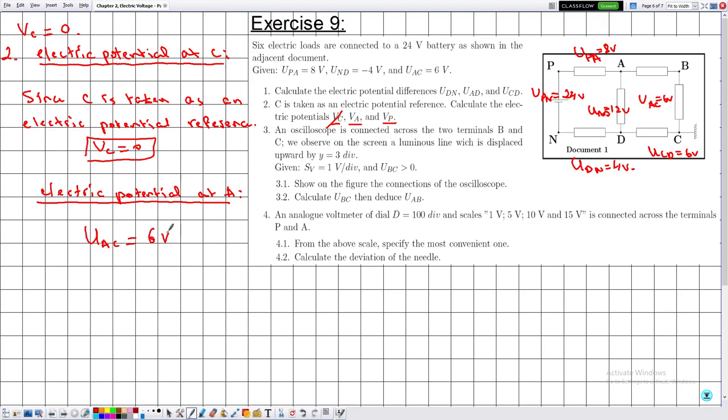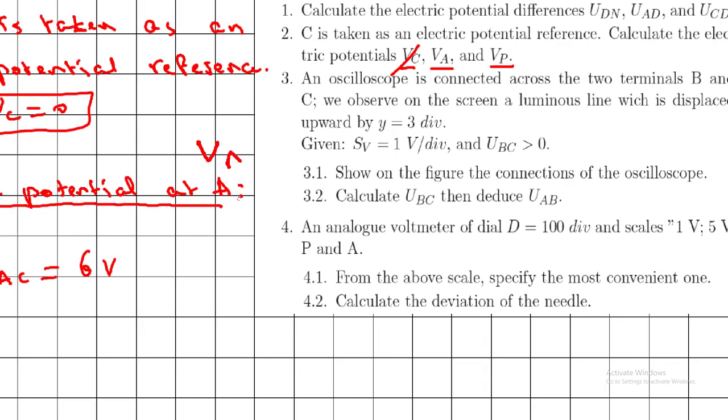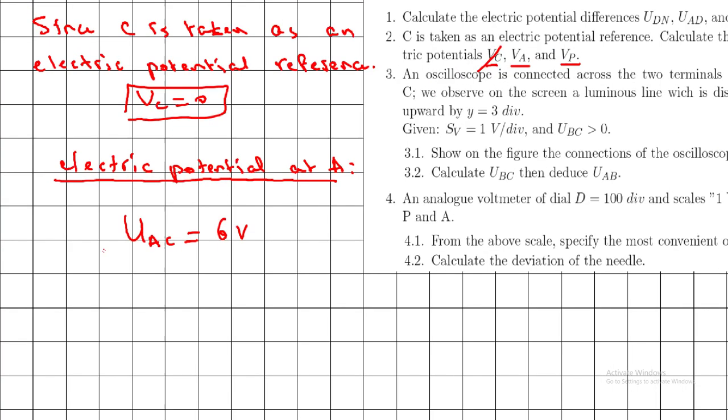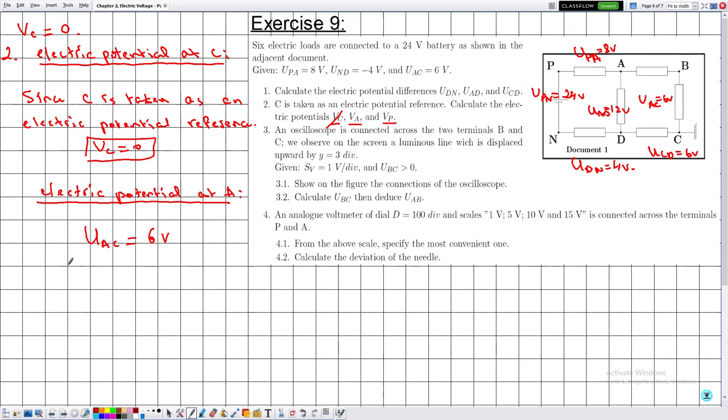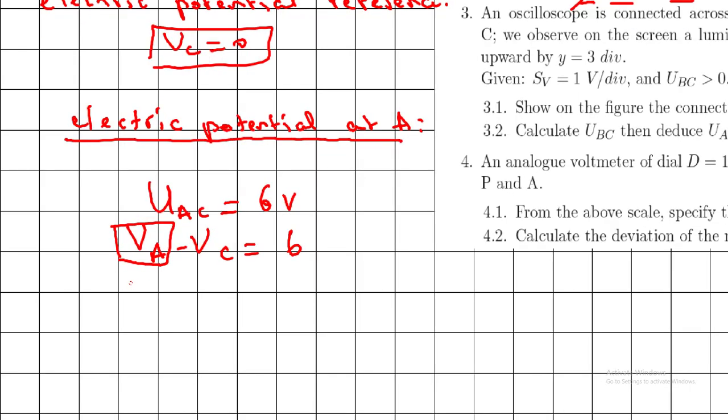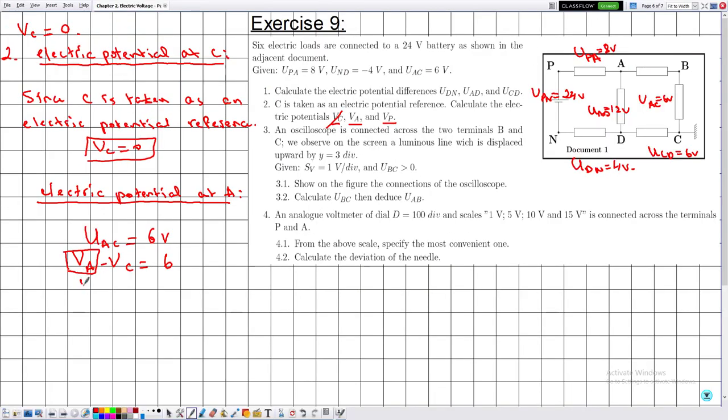6 volts, knowing that we are interested in determining VA, the potential at the point A, because UAC is given by VA minus VC, which is equal to 6. We are interested in determining the value of VA, and the value of VC we know, which is given by 0. So what's the type of this equation? This is a linear equation with one unknown. The unknown is VA. So VA minus 0 is equal to 6. So the electric potential at the point A is 6 volts. So we are done with VA.